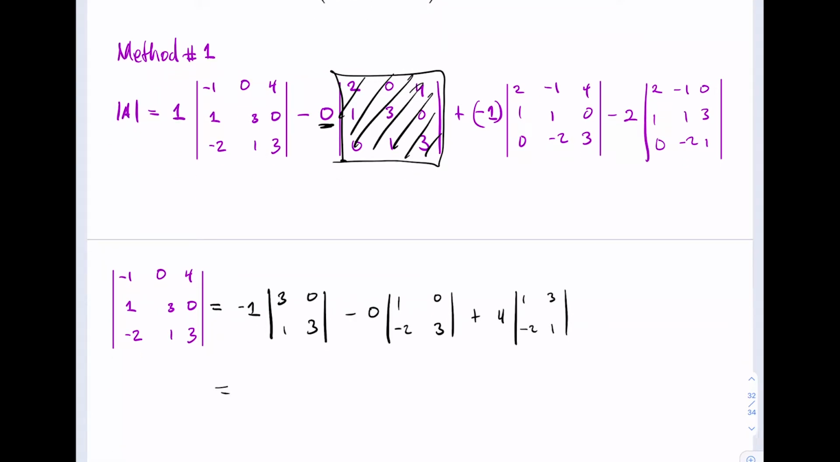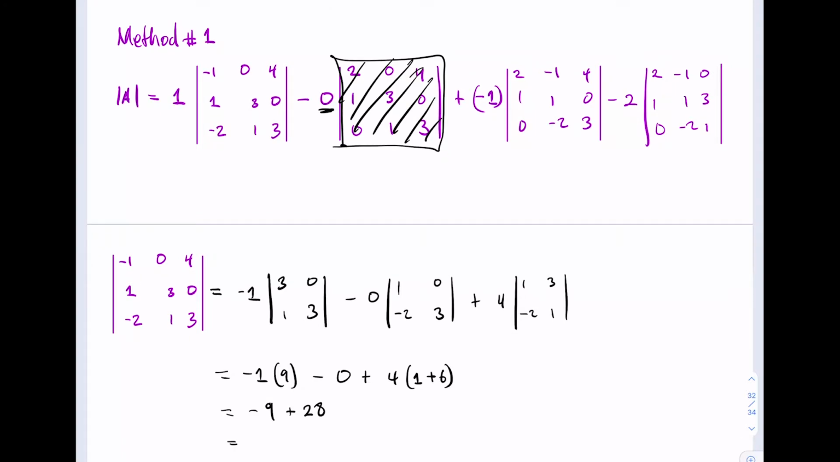Simplifying this gives us -1 times 9 minus 0 plus 4 times 1 minus -6, so that's plus 6. This is -9 plus 6 plus 1 is 7, 7 fours, 28. So here this gives us 28 take away 9, which is equal to 19. That's the first one. So now we need to go for our second matrix.